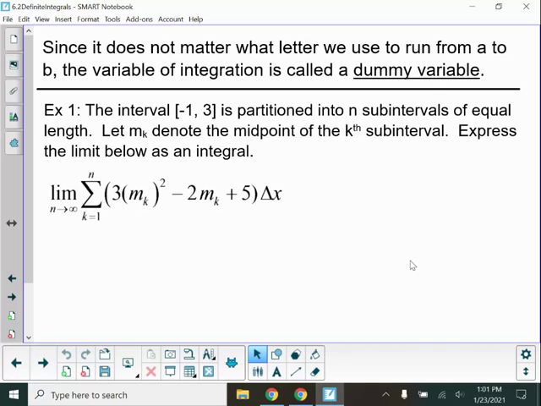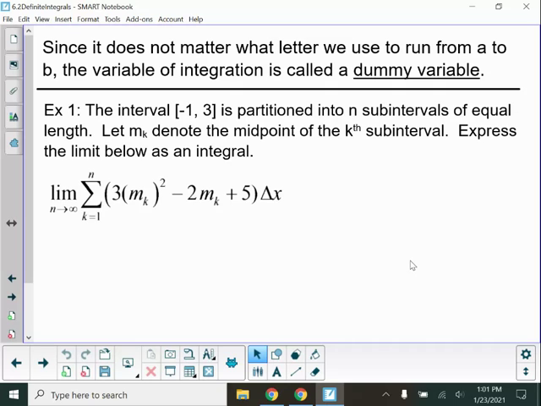Now, up here again, since it doesn't matter what letter we use to run from a to b, the variable of integration, sometimes called a dummy variable, it is important that it matches, but we're really not going to do anything else with it aside from just making sure that it matches.